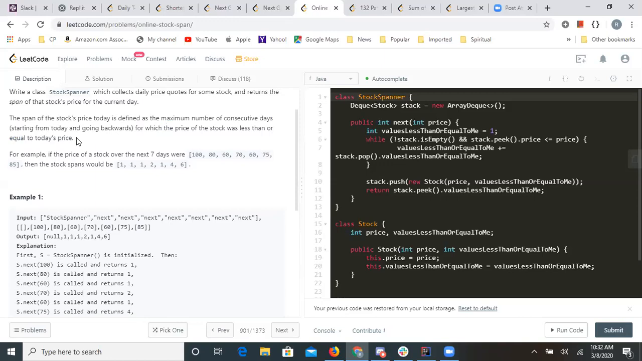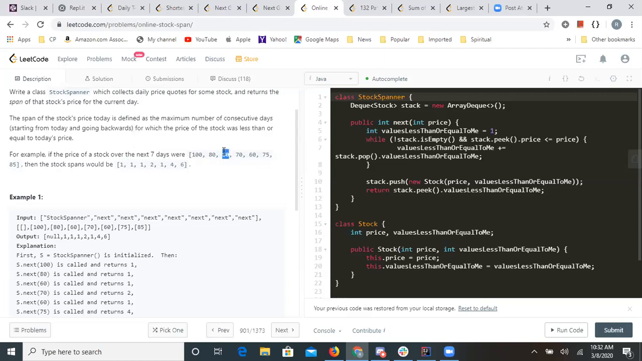So for example, for 100, there is no backward, so just 1. For 80, was there any value towards its left which was smaller than 80? Actually, there was none, so it's just 1. Answer for 80 was 1.